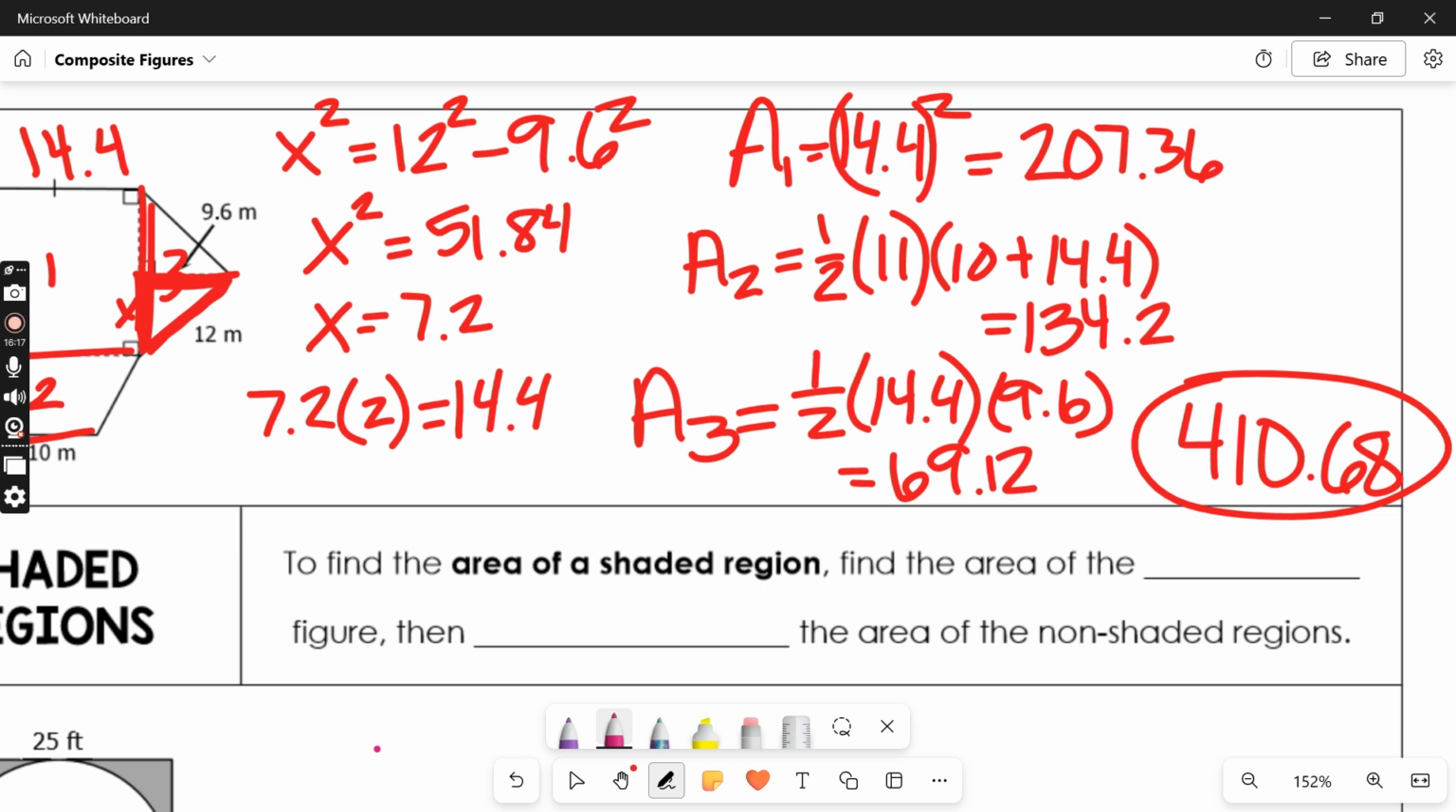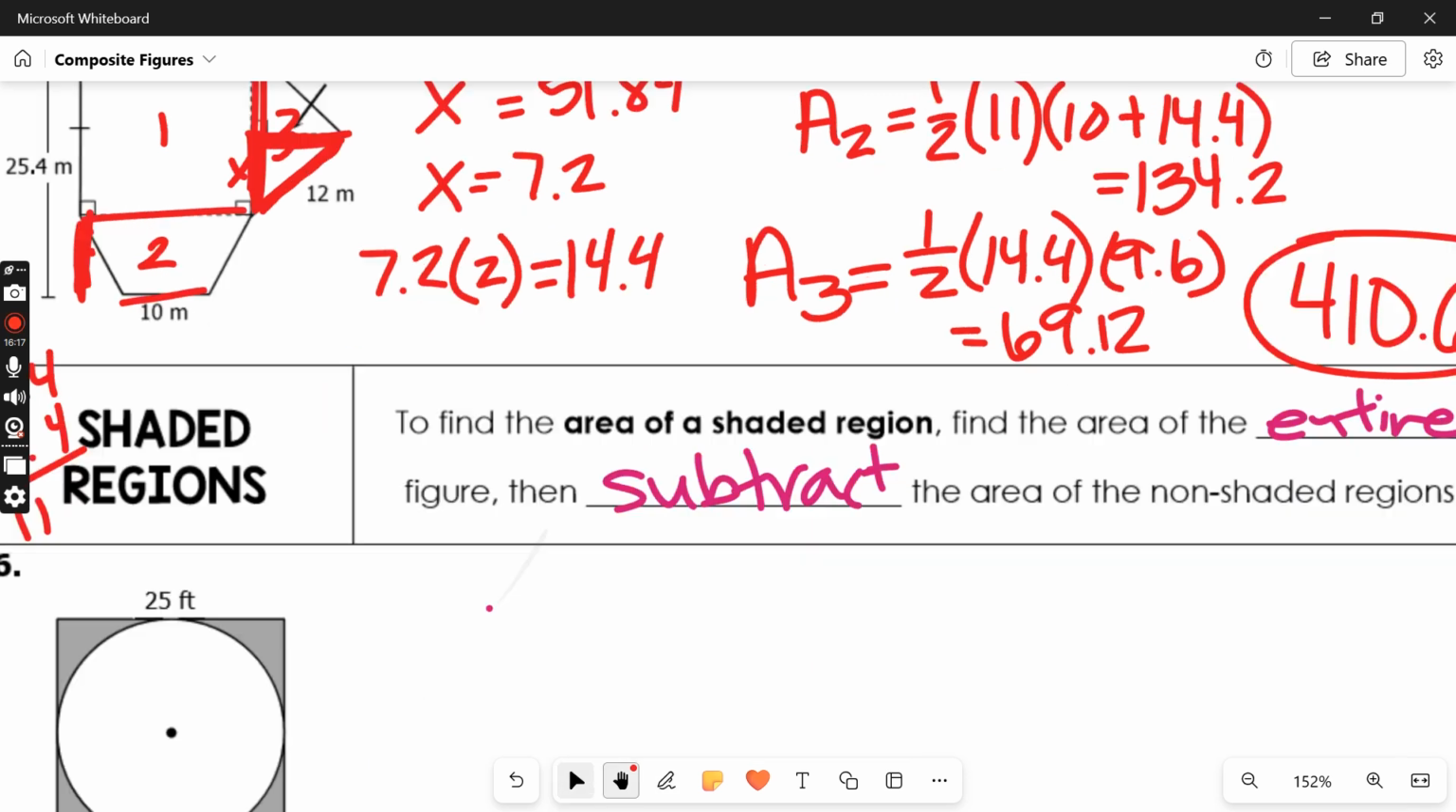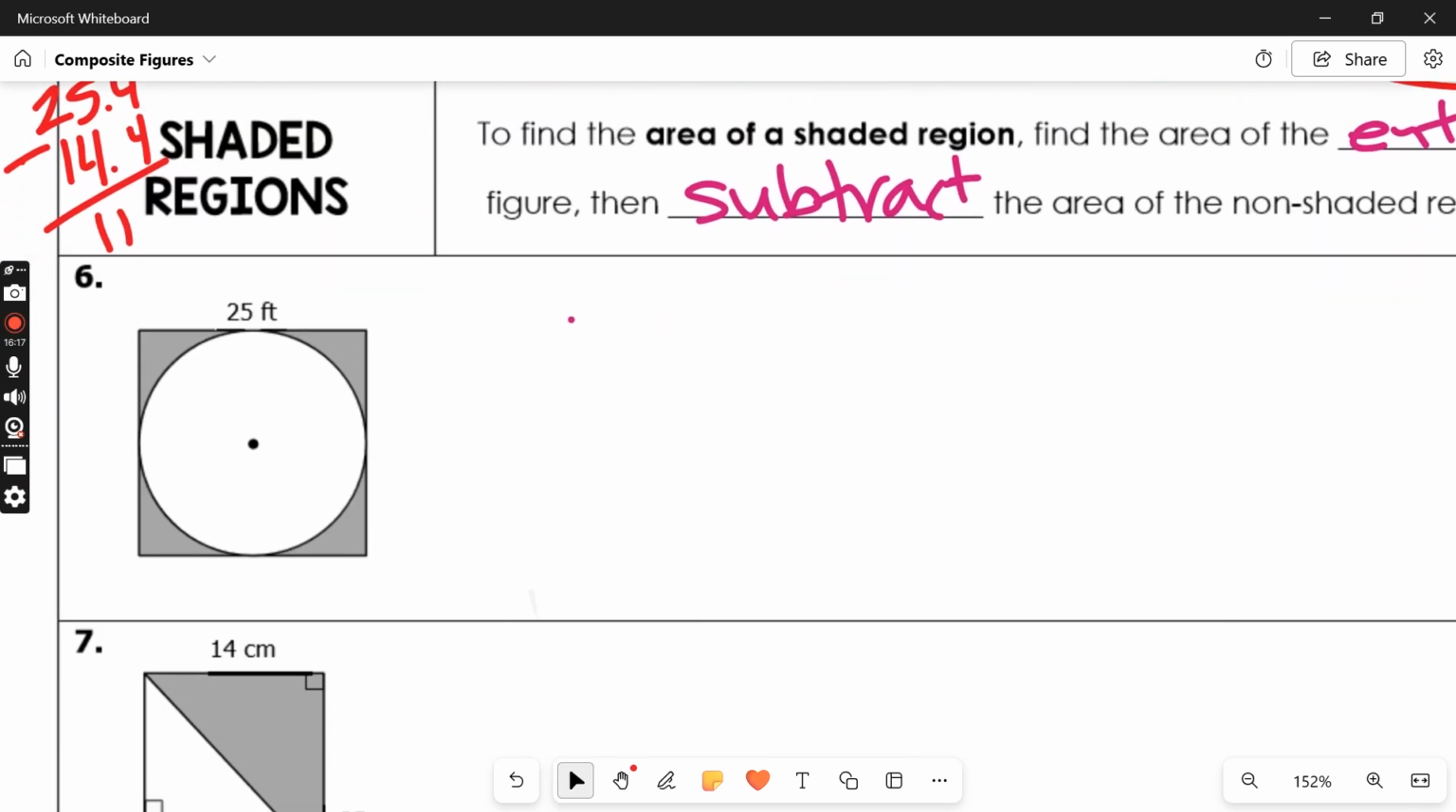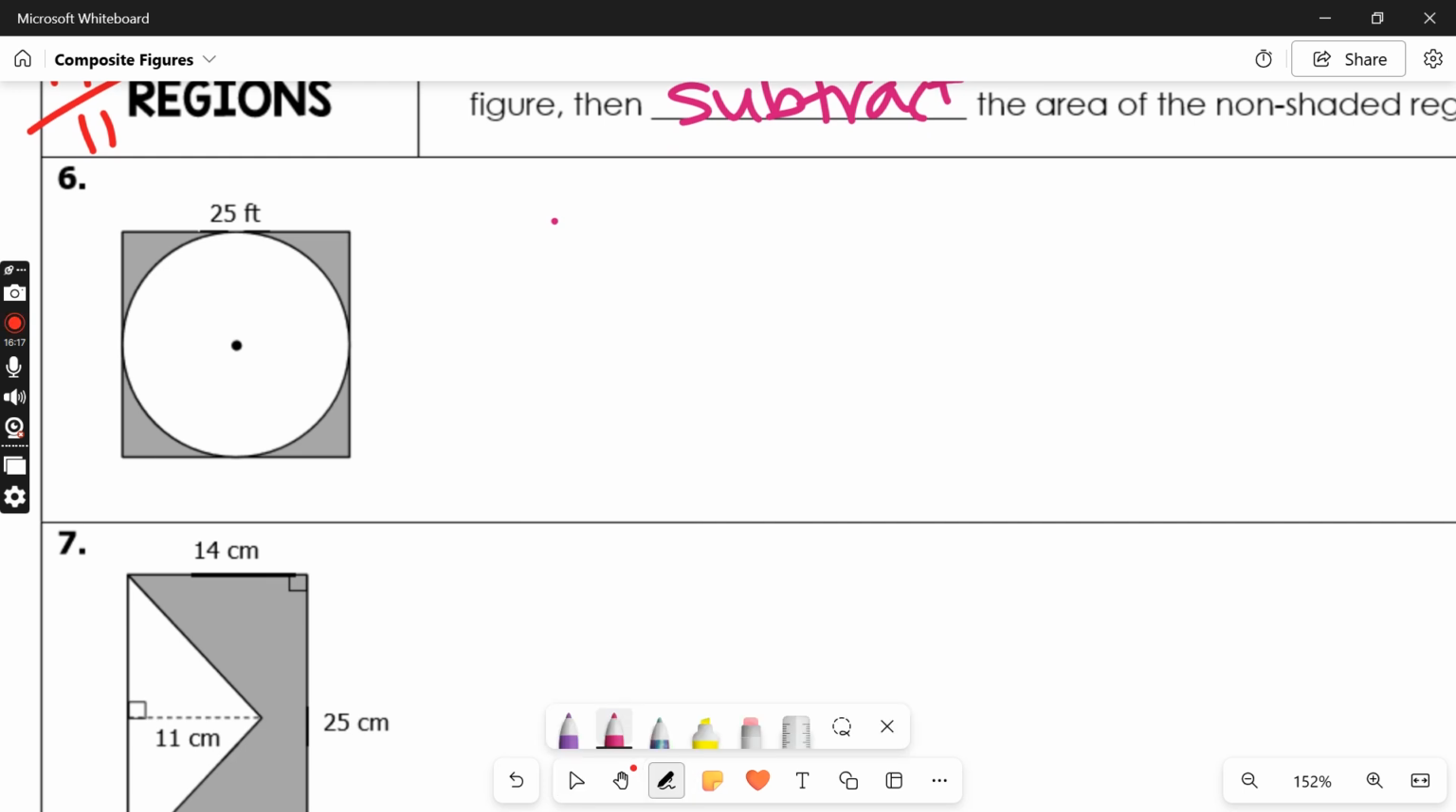All right, so now we're going to look at shaded regions, which is very similar. You're still going to be finding the area of multiple objects. This time, instead of adding them together, you'll subtract. So it says to find the area of a shaded region, find the area of the entire figure, then subtract the area of the non-shaded region. So we're still looking at what shapes we have and then subtracting them.